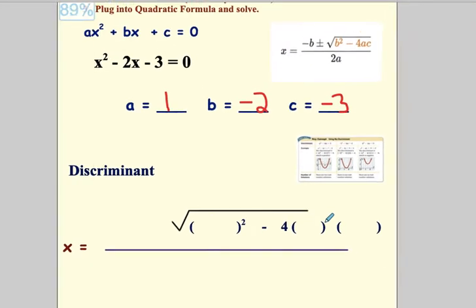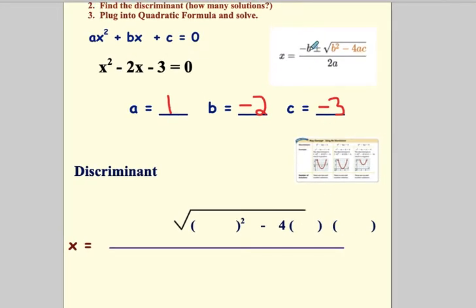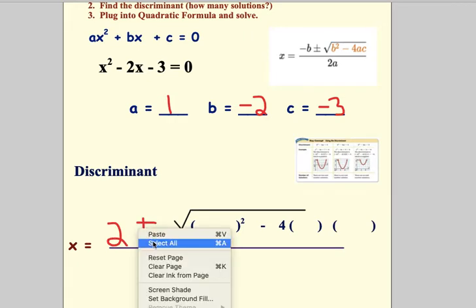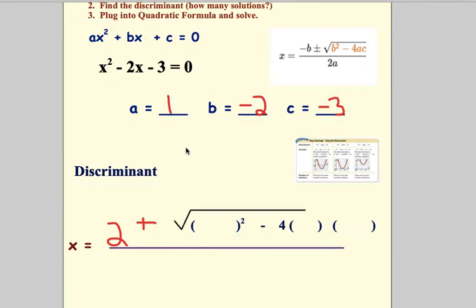So first thing is I'm going to look at my formula. Opposite of b. My b is a negative 2. So right off the bat, the opposite of that is 2. I got to get familiar with this plus or minus because it's going to be a plus or a minus, and then the answers that are in here.